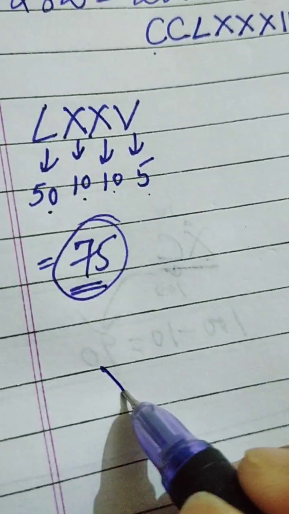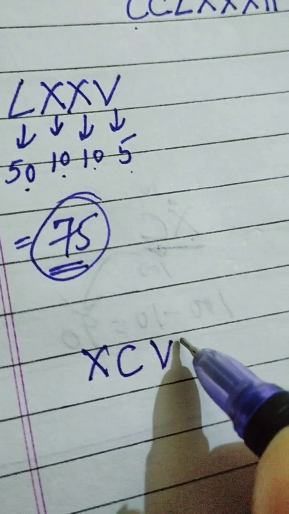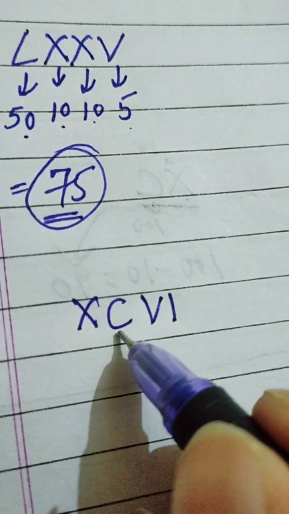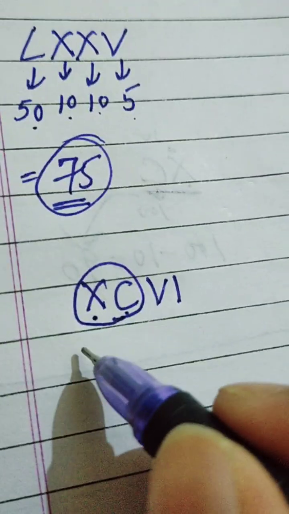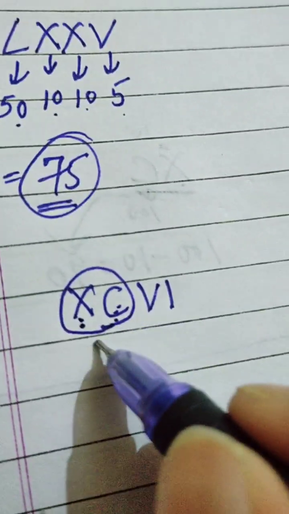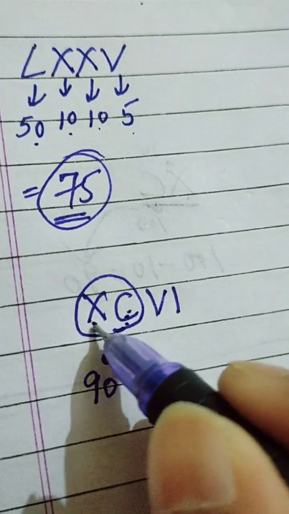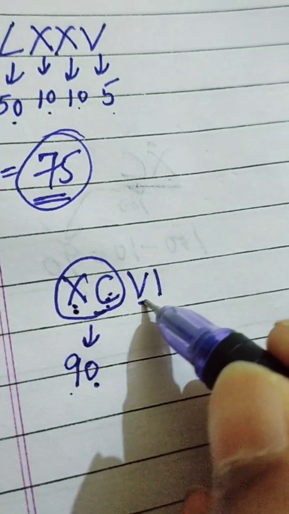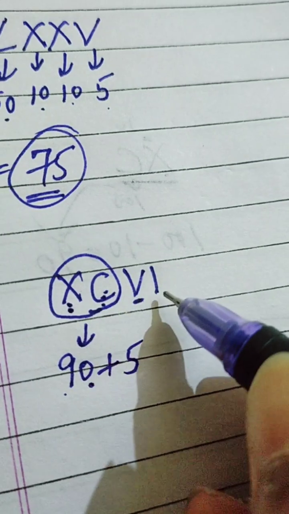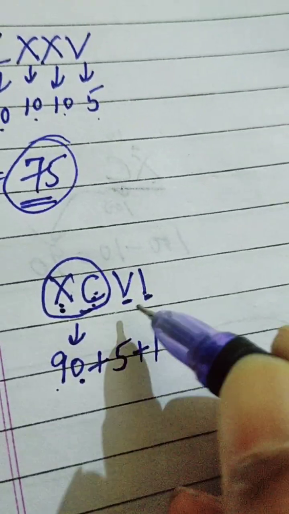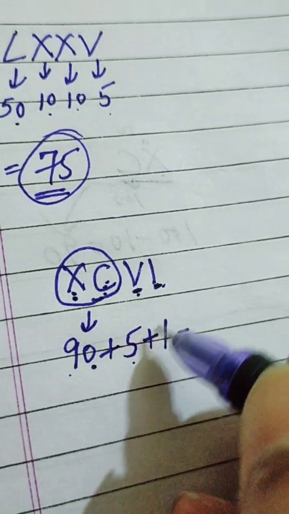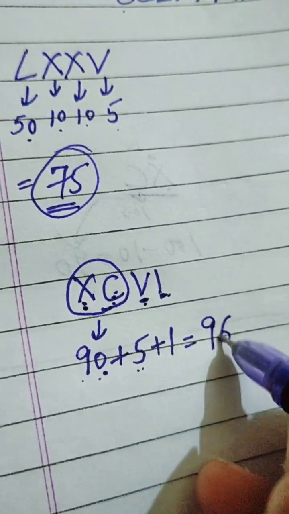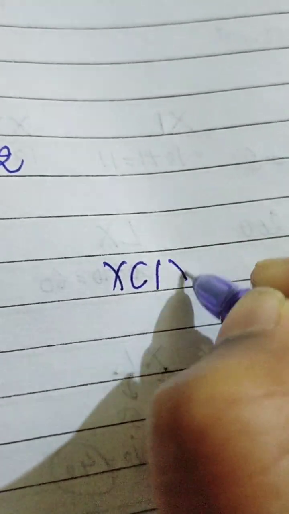Yes, if there is XCVI. Now you can see on the bigger number's left hand side is a smaller number. So these both will be subtracted. 100 minus 10. So XC means 90. And V for 5, and on the right hand side of V, 1 is there, I is there. So this is 1. This will be added. So this is 96.